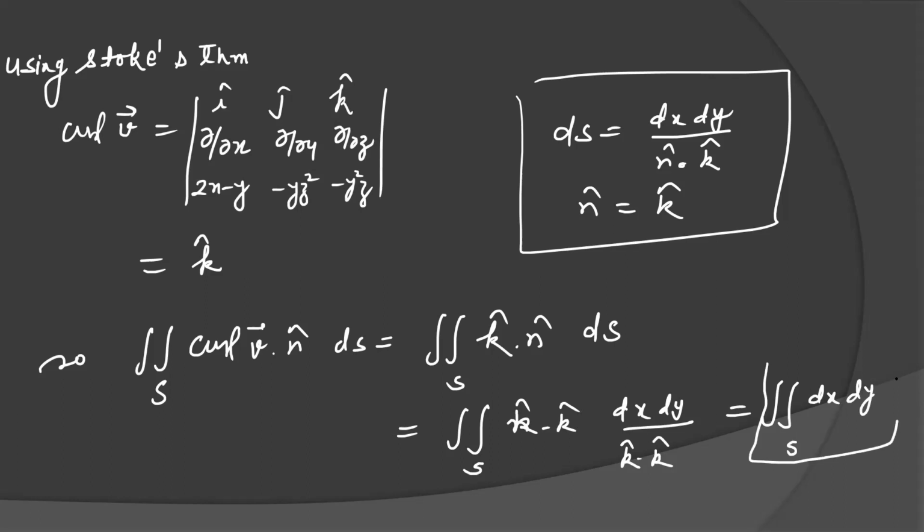I told you dx dy is nothing else but the area of the region. This is the formula for area, and the region is a circle, and the area of the circle is pi r square. The radius is 1, so pi times 1 square is pi.